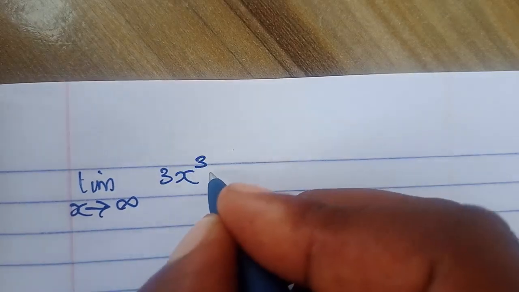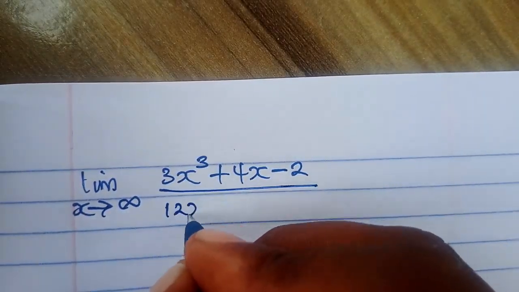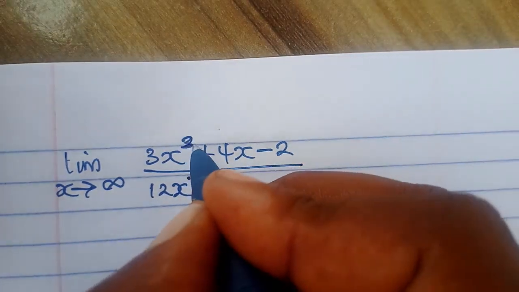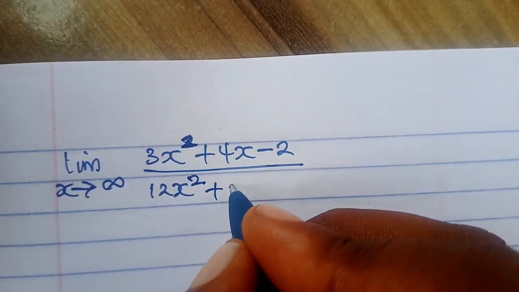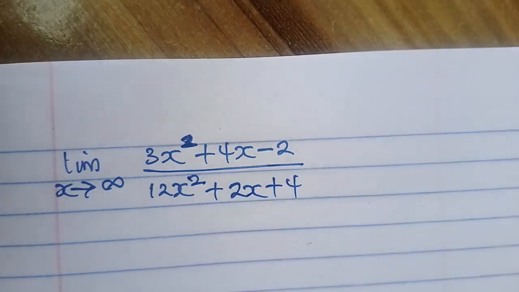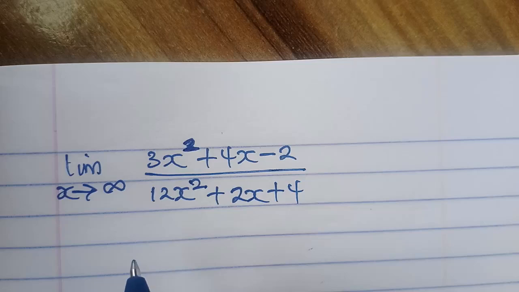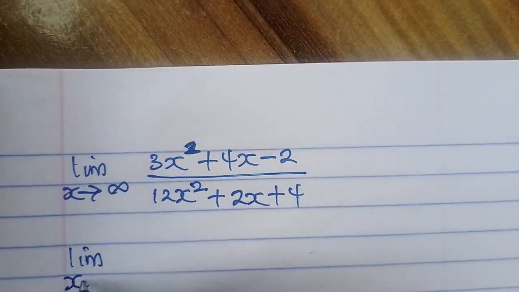Now let's look at this particular question. Limit as x approaches infinity, 3x squared, or let's say 3x squared plus 4x minus 2 over 12x squared plus 2x plus 4. Now, when we are dealing with infinity, one shortcut you can use is to say limit as x tends to infinity.